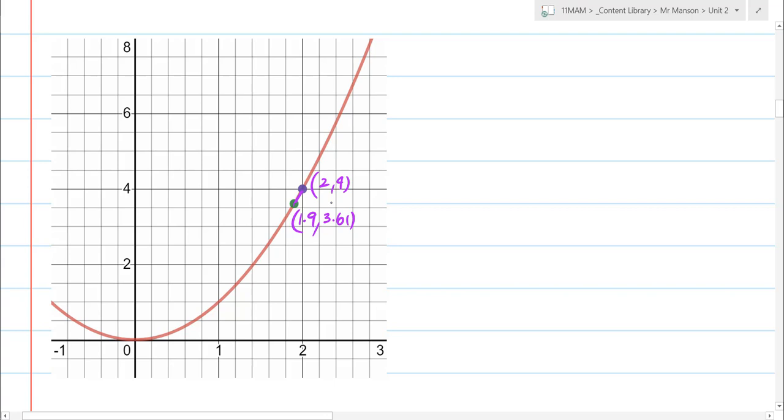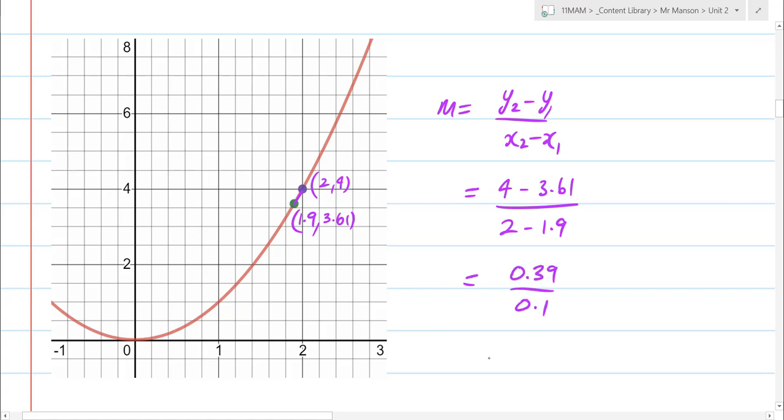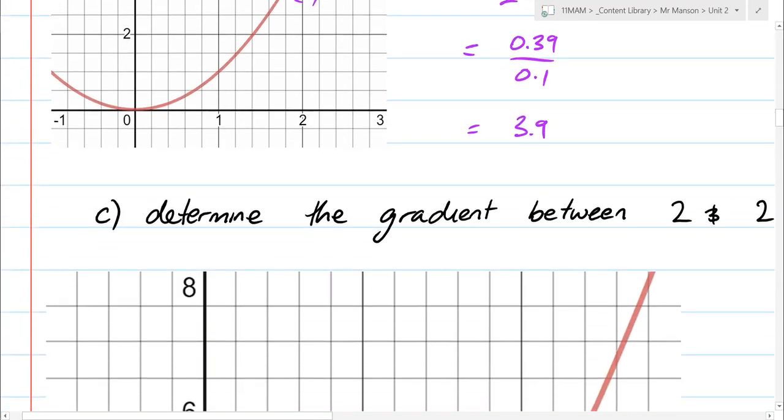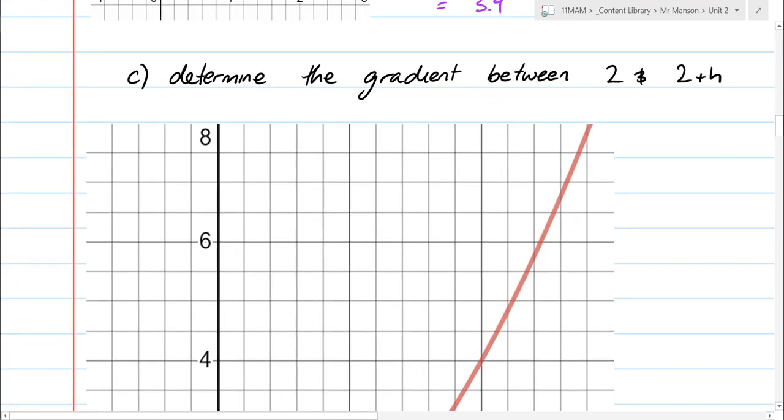So there's my gradient for this one, m equals y2 minus y1 over x2 minus x1, which is 4 minus 3.61 over 2 minus 1.9, which is 0.39 over 0.1, which is 3.9. So the gradient was 3, now it's 3.9. You see that's moved up. What do we suspect the gradient is at that point x equals 2? 4. We suspect it's 4. We're basically doing limiting here on this initial process, and we expect that we're heading towards 4.